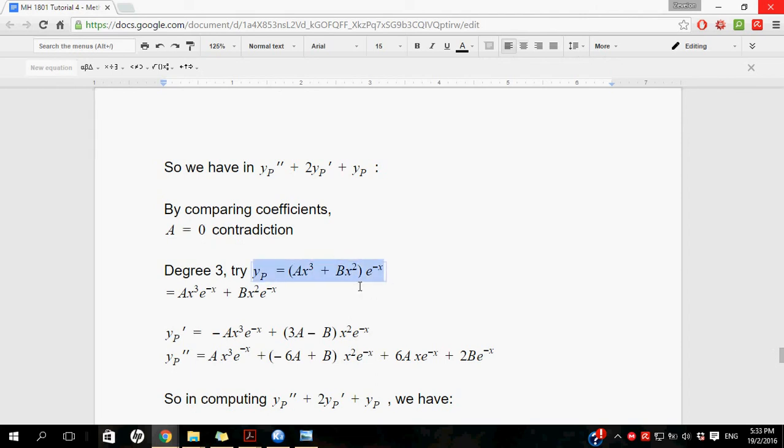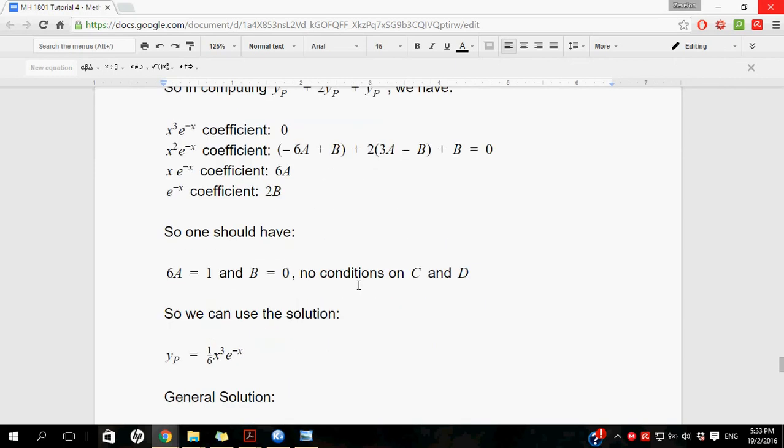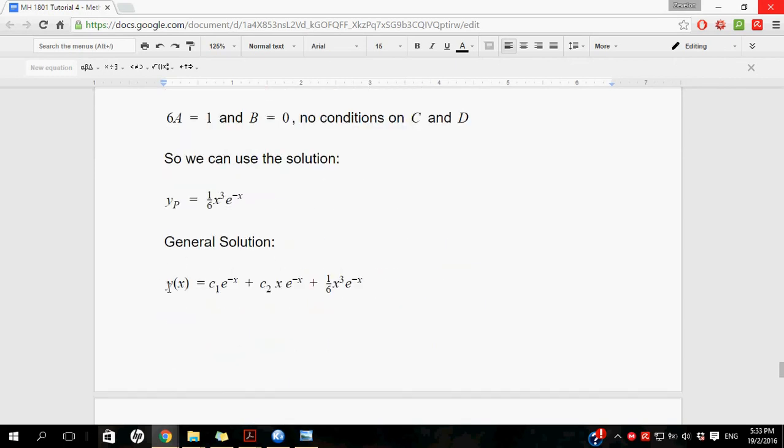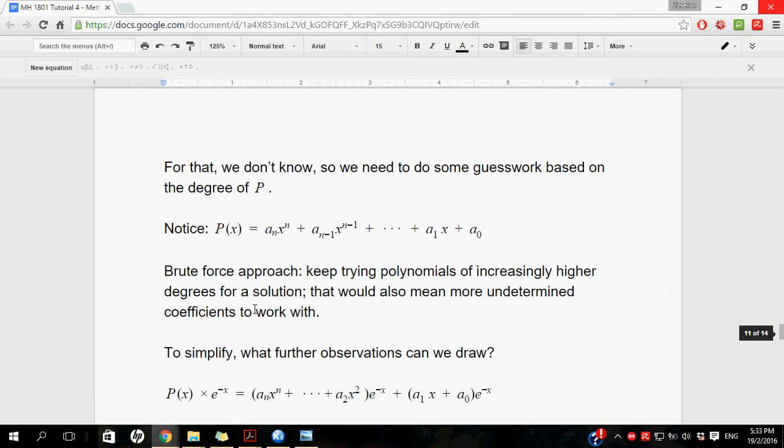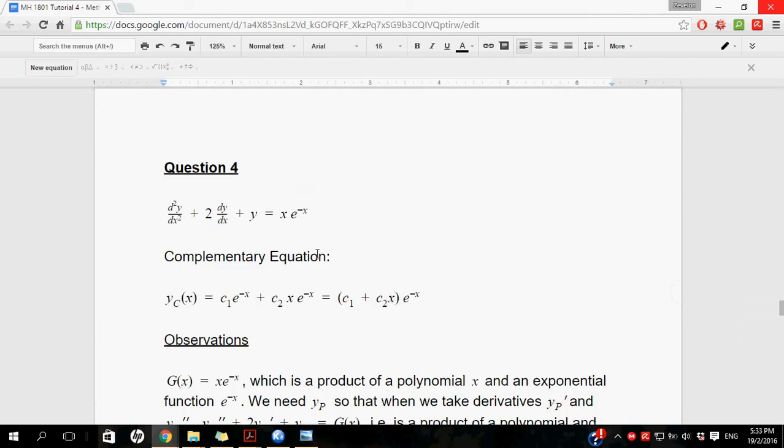Alright, so we have determined our particular solution, and therefore we can write out the general solution. It's going to be our yc, so this bit here, plus our particular solution 1 over 6 times x cubed times e to the minus x. This is the general solution to our given differential equation, and that solves question 4.